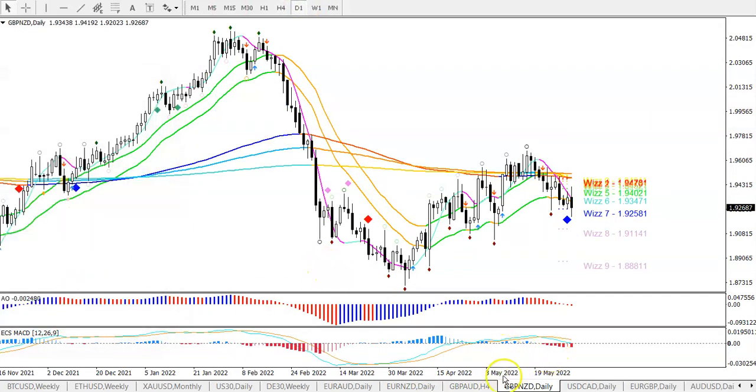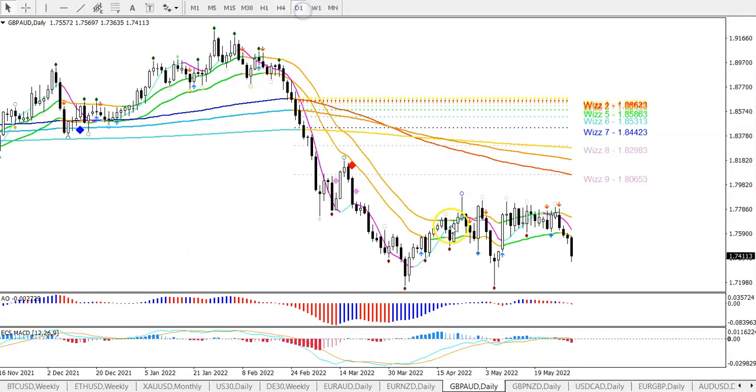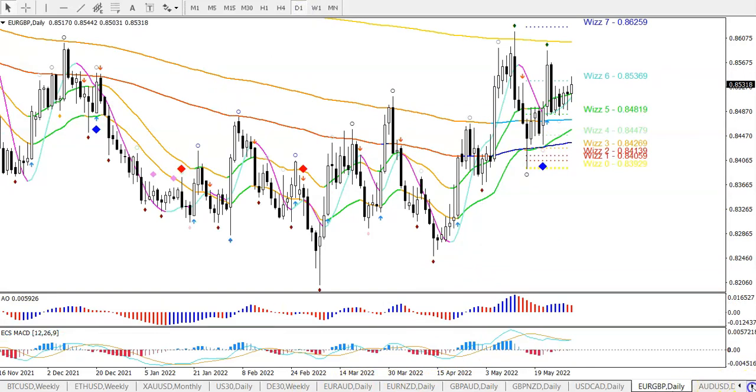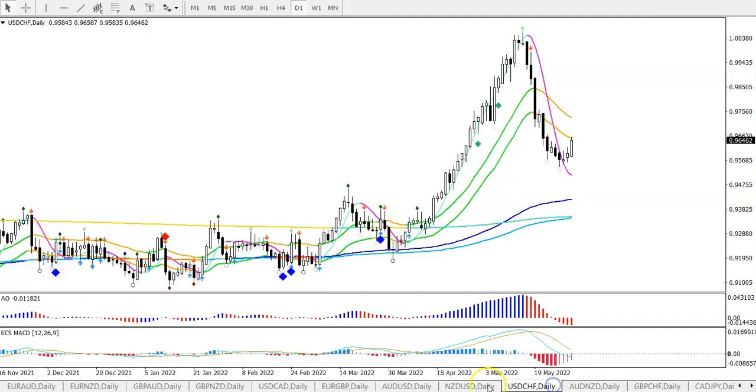And pound New Zealand and pound Aussie might be already breaking indeed to the downside. Especially pound New Zealand seems to be breaking right now. Euro pound slightly pushing upwards.